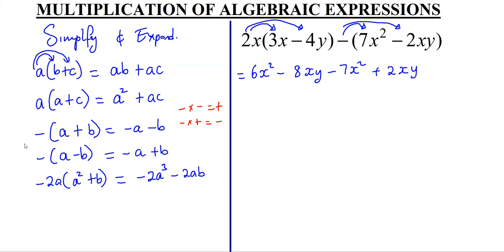Now what we have is like terms. You've got x squared here and x squared here, you've got xy and xy there. So you can simplify this further. You're going to say 6x squared minus 7x squared, you get minus x squared. It's minus 1 because you're subtracting a big number from a small number. What about here? We have negative 8xy plus 2xy. You get negative 6xy. So once a negative is on a bigger number, your final answer will be negative. Once a negative is on a smaller number, your final answer will be positive.